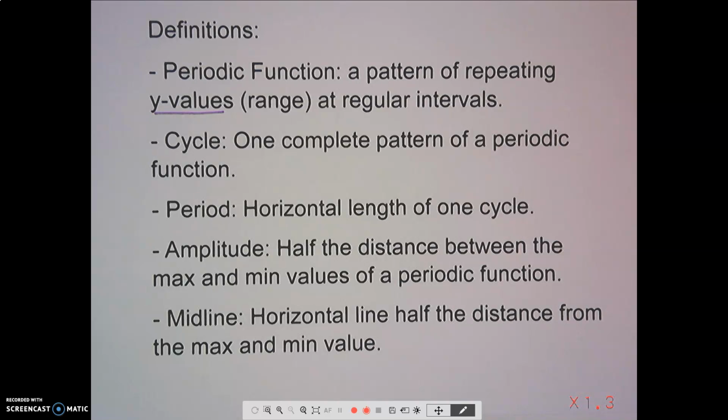The period is the horizontal length of one cycle. The amplitude is half the distance between the max and the min values of a periodic function. And the midline is the horizontal line, half the distance from the max and the min value. Okay?